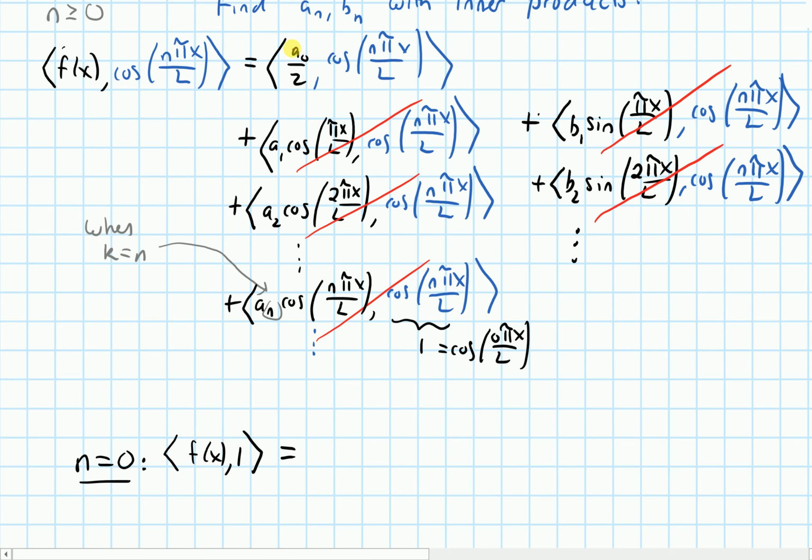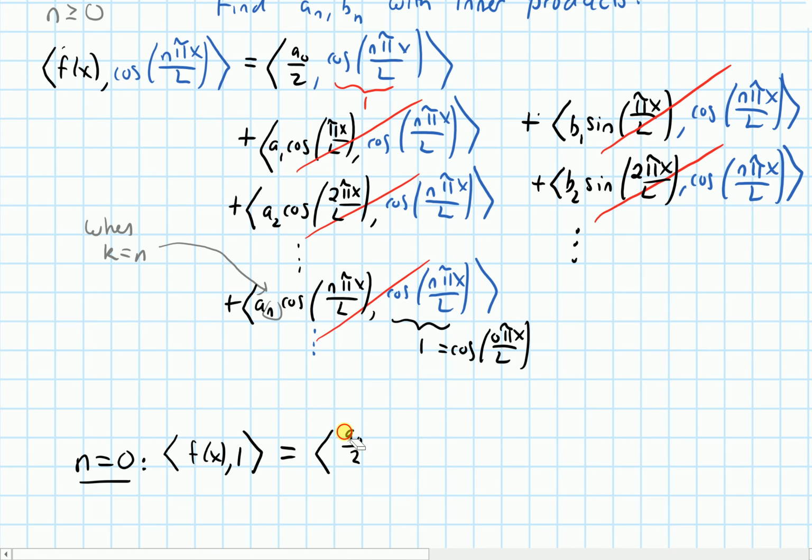The only thing that wouldn't be 0 is this right here, which is 1, and when you take the inner product of that with a multiple of 1, because that's what a naught over 2 is, that is not necessarily going to be 0. So what survives is the inner product of a naught over 2.